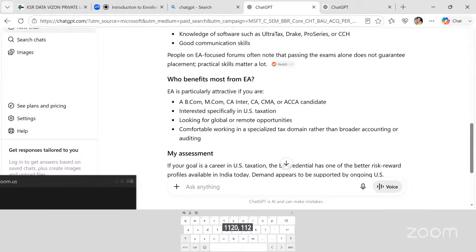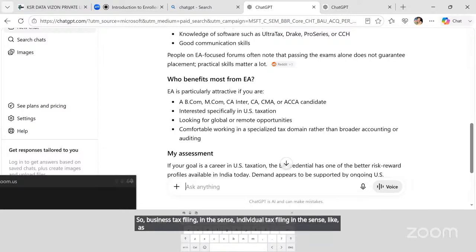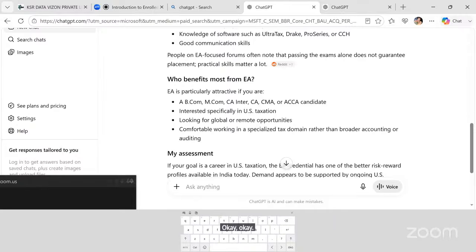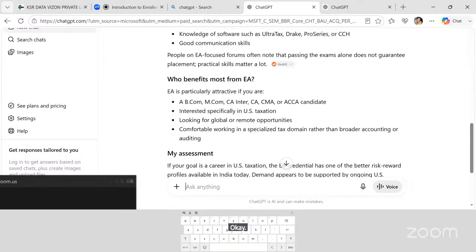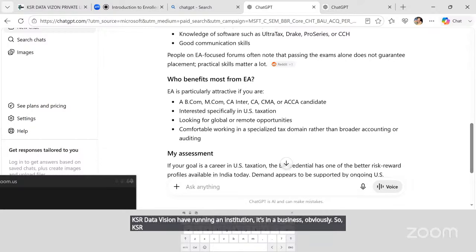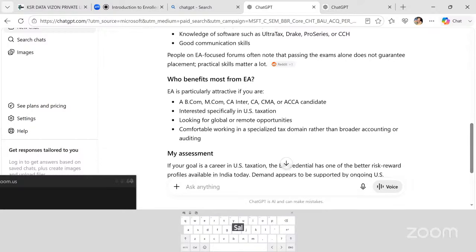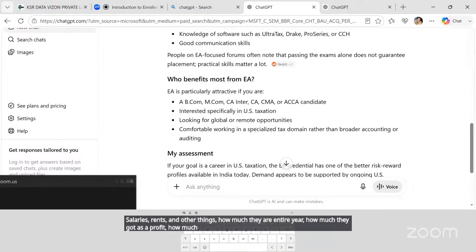1120. Yes sir. That is part number 2. Business. That will be part number 2, sir. The second paper will be business tax filing. So business tax filing, as opposed to individual tax filing, where as an employee, whatever I am earning, how much I need to pay tax is in the first paper. In the second paper, if I have a business, that company's taxation. Example, KSR Data Vision is running an institution, so it's a business obviously. How much they spend on salaries, rents, and other things over the entire year, how much they got as profit, how much they need to pay in tax.